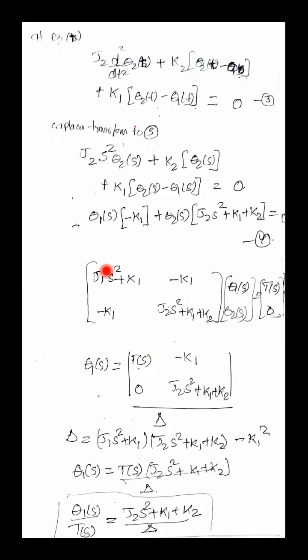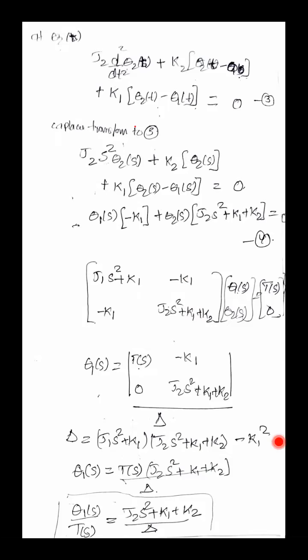So first principal diagonal element J1 into S square plus K1 into J2 into S square plus K1 into K2 minus this K1 into K1. So it is minus K1 square. So first principal diagonal element minus secondary diagonal element. So these two are principal diagonal elements. K1 and K1 are secondary diagonal elements. So minus K1 square. Okay.